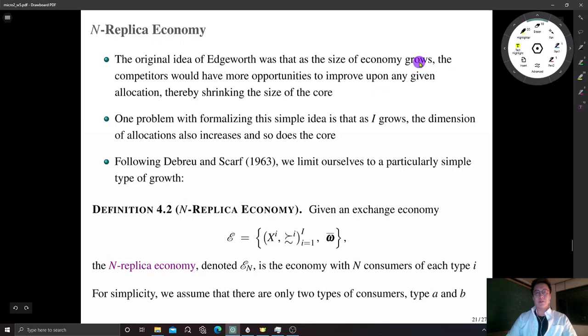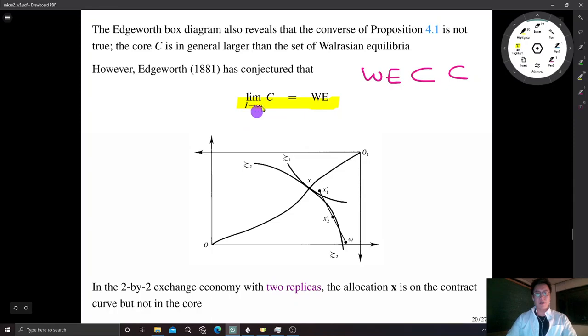As the size of the economy grows, there are tons of possible different coalitions, so there are several ways for players to interact. So as the size of the economy grows, the coalitions should have more opportunities to improve upon any given allocation. Some allocations will be blocked by some coalition, thereby shrinking the size of the core. As the number of consumers goes to infinity, the core will shrink. Originally, the core is a larger set than the set of Walrasian equilibria, but because the core shrinks, it actually converges to Walrasian equilibrium.